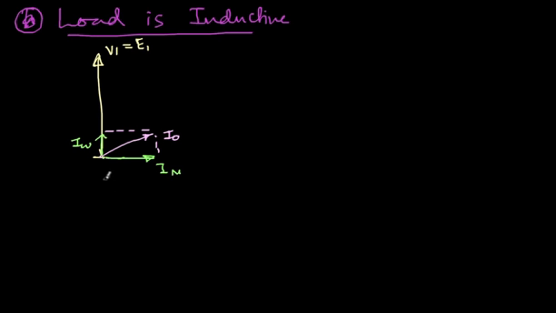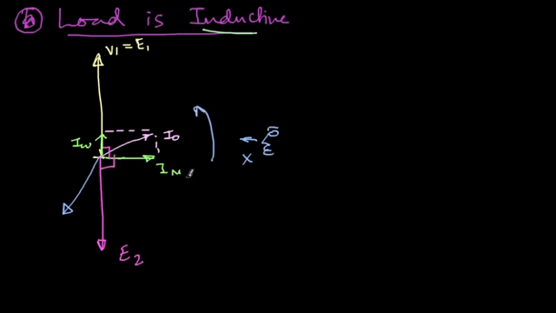Now on the other side I'll have E2, which is exactly 90 degrees behind this, like this. Now, for the relation between E2 and I2, because the load is inductive, the current will lag the voltage by some angle. How do you know the current is lagging the voltage? If I take a reference point here and look at this vector diagram, all the vectors are rotating like this. First E2 will come to me and then I2 will follow. That is why we say that E2 is leading and I2 is lagging.